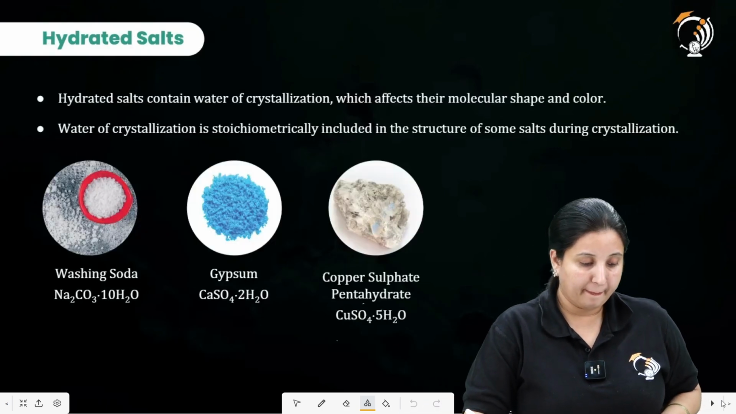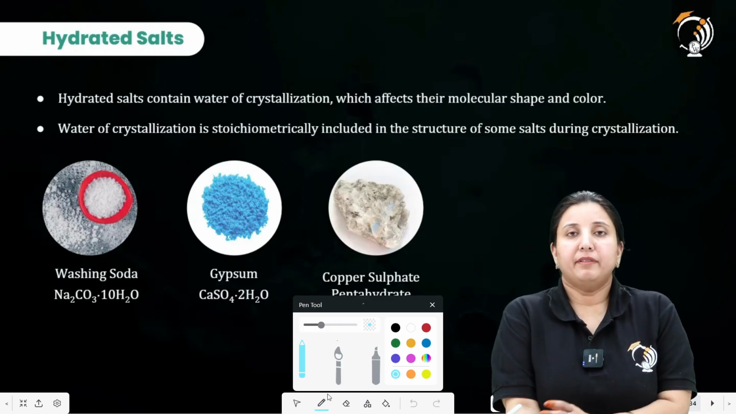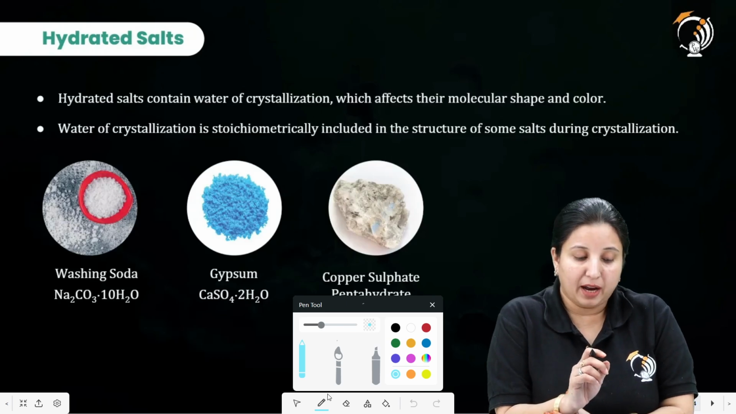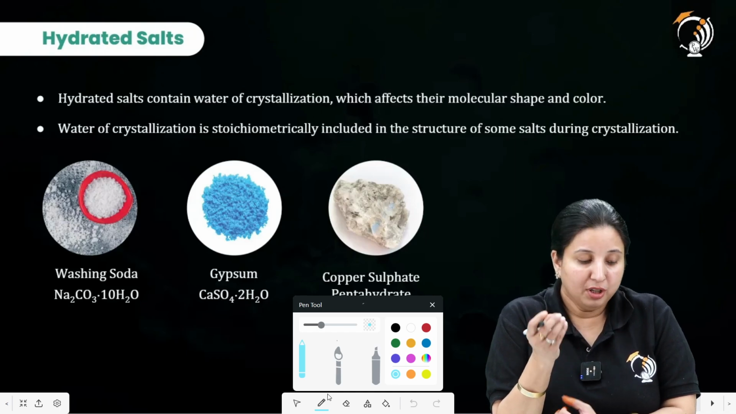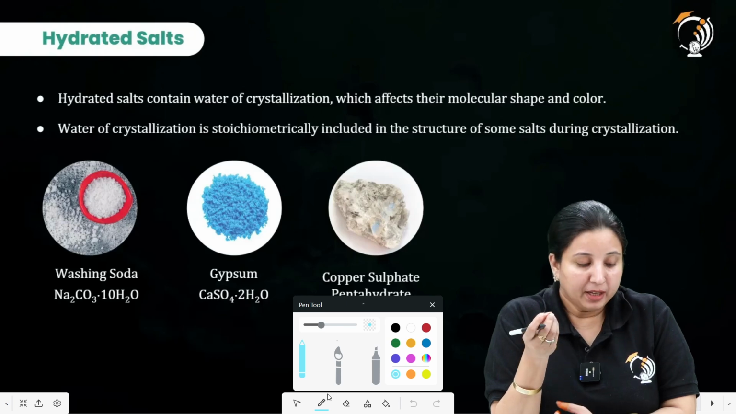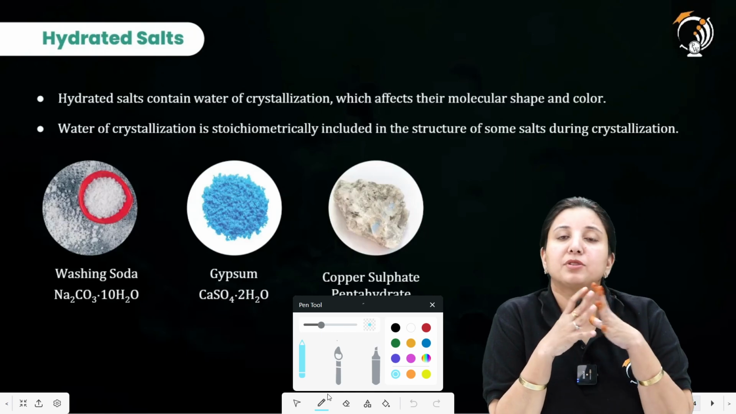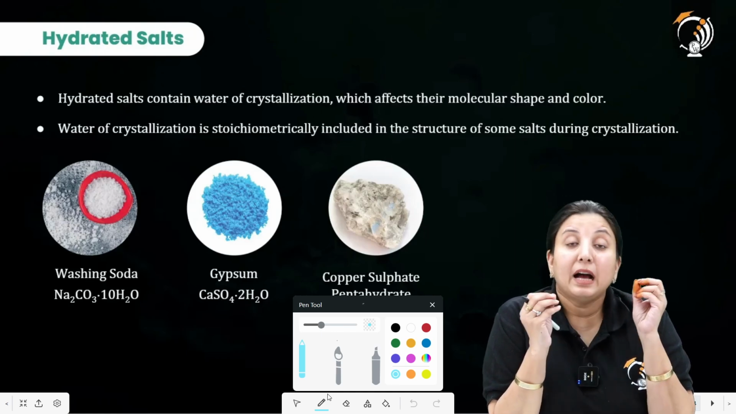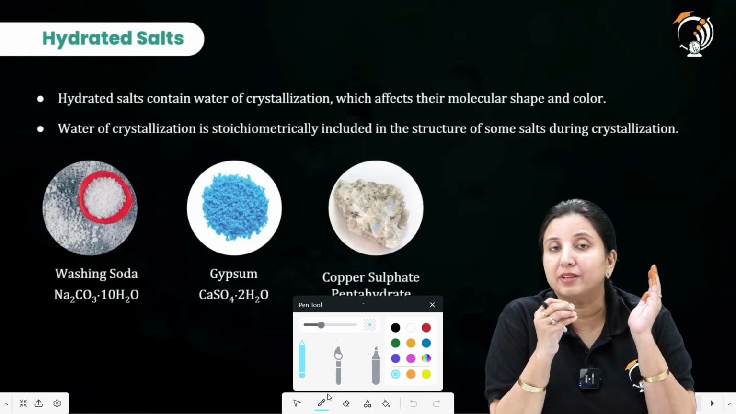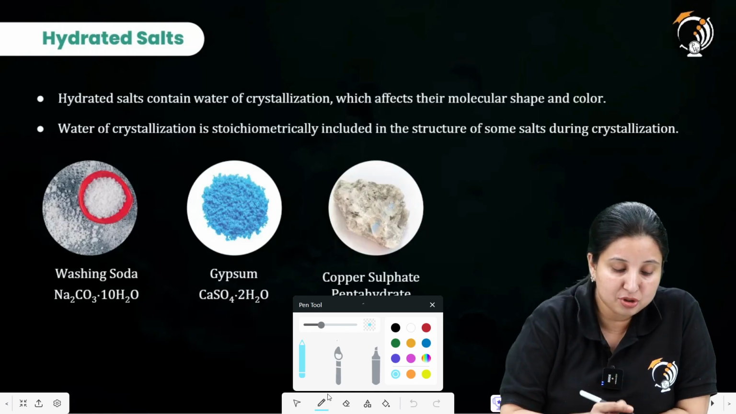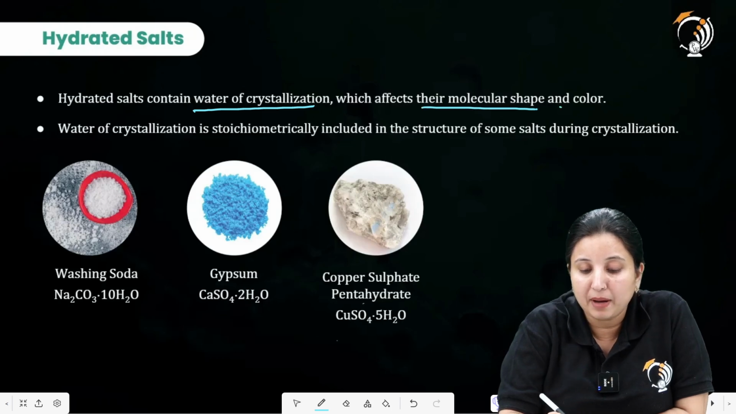Next we have the hydrated salts. In the previous chapter, we have already discussed hydrated and anhydrous salts. Let's see more about them. Basically, we have a few salts in which there is the presence of water of crystallization, and because of that there is a change in the color. The hydrated salts contain water of crystallization which affects their molecular shape and color.